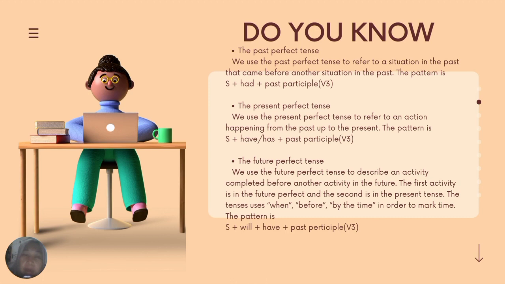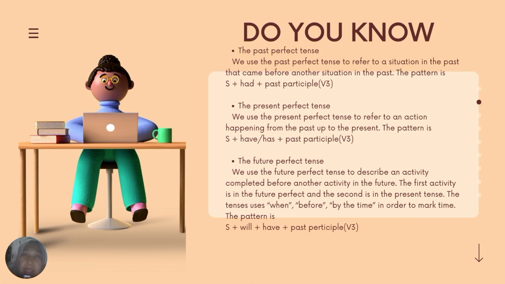First of all, we're going to talk about these. First, past perfect tense. We use the past perfect tense to refer to a situation in the past that came before another situation in the past. The pattern is subject plus had plus past participle, or verb 3.